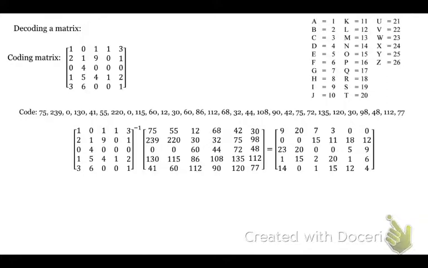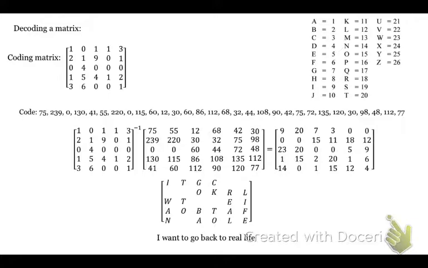I think the mod 26 thing will make it so that you can send back a code that is letters. But this always works with numbers if you're cool with sending numbers, I guess. I don't know. But here, if we encode this, we end up with that, which is, I want to go back to real life because this sucks so bad.